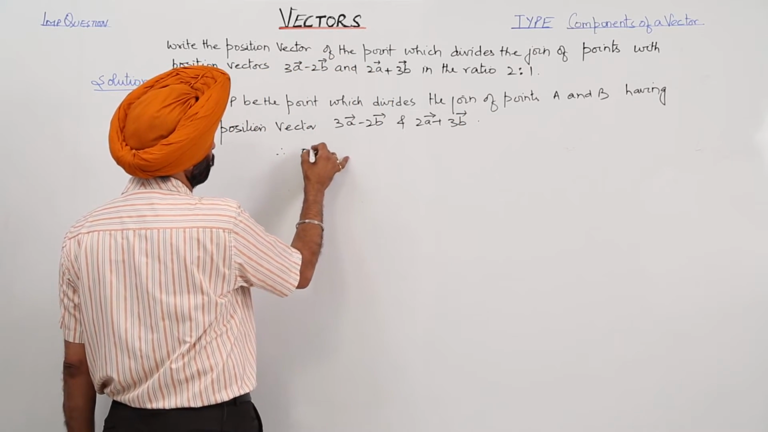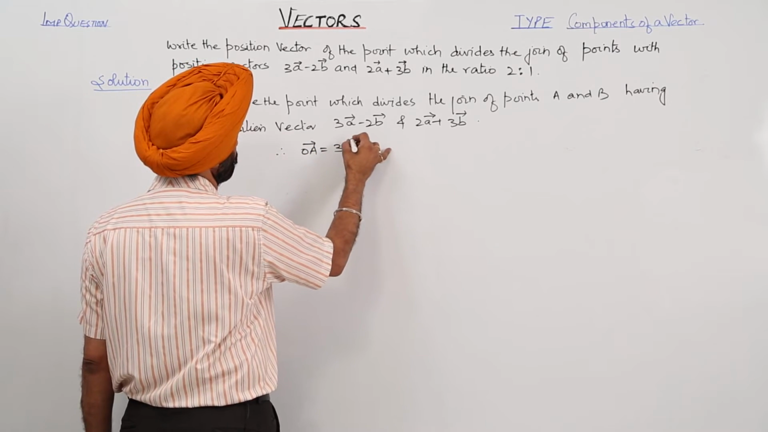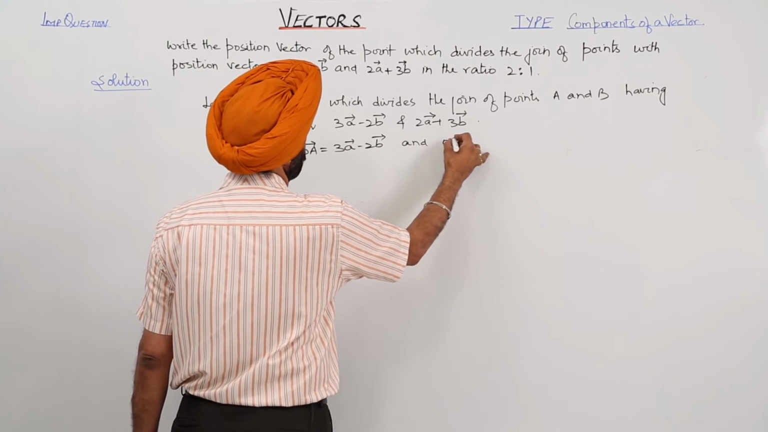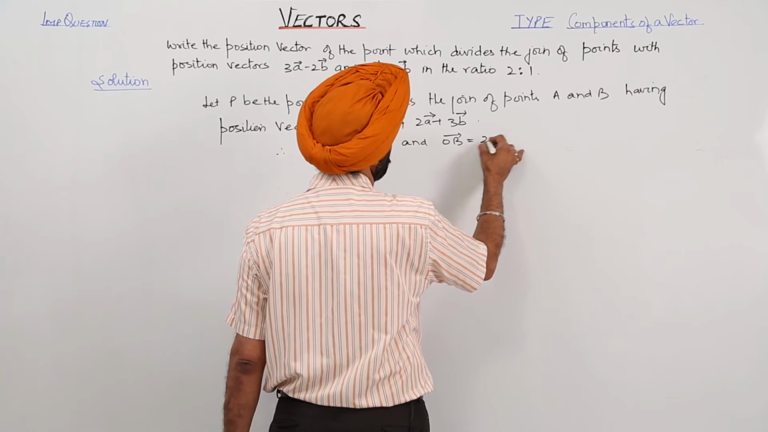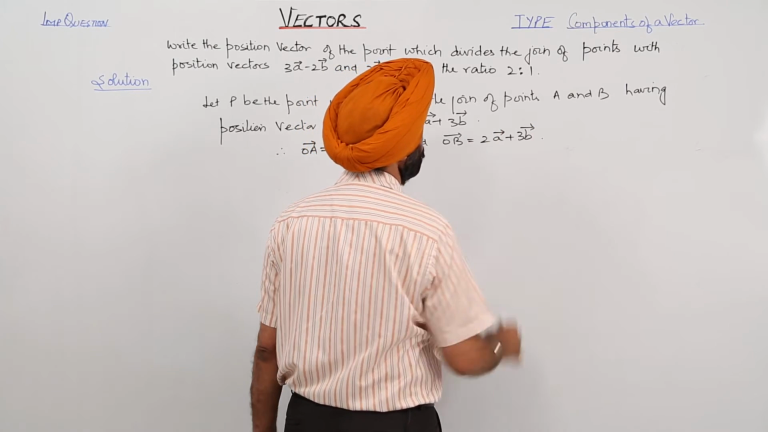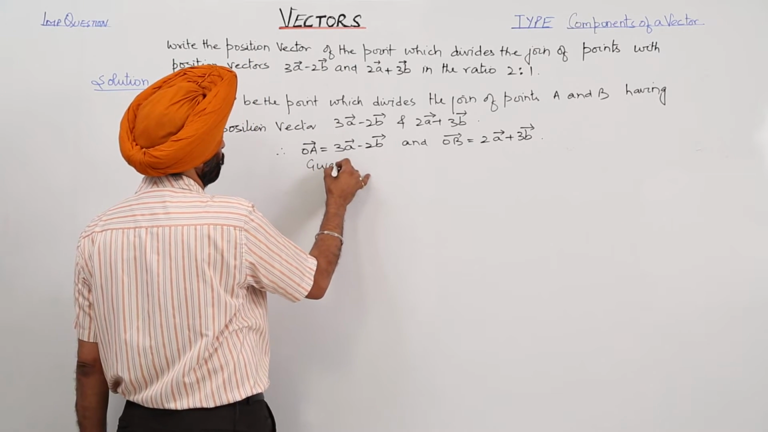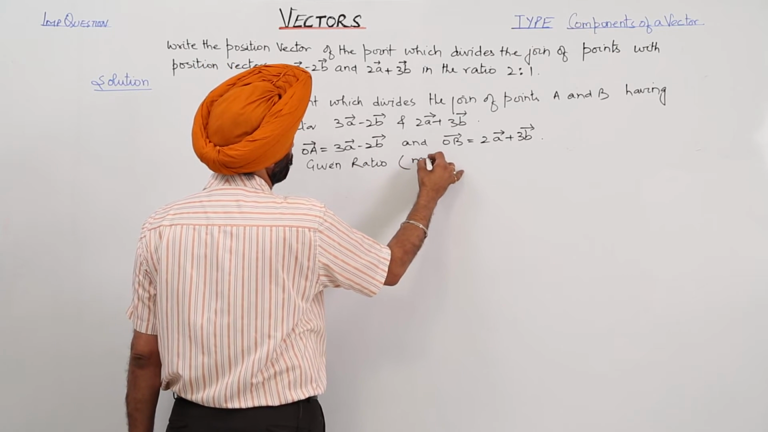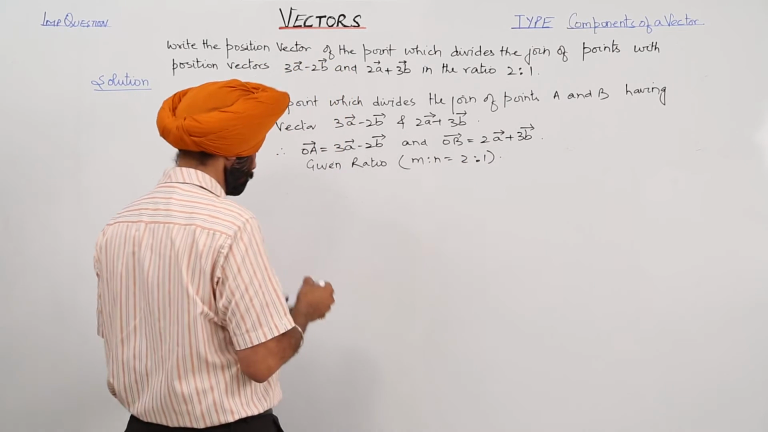therefore OA is equal to minus 2 vector B and OB is equal to plus 3 vector B. Given ratio m is to n is equal to 2 is to 1.